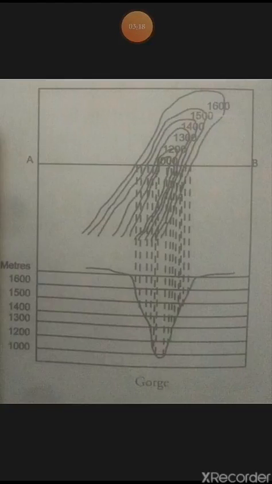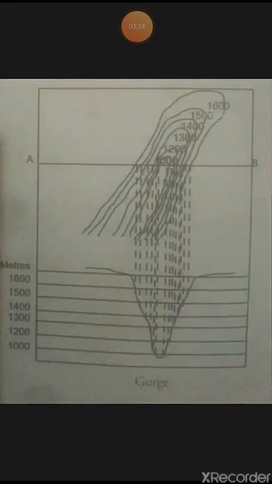One of the best examples of a gorge is the Grand Canyon in the US. It is a steep-sided gorge carved by the Colorado River in the state of Arizona. A gorge is represented by closely spaced contour lines on a map, with the innermost contour showing small gaps between its two sides.